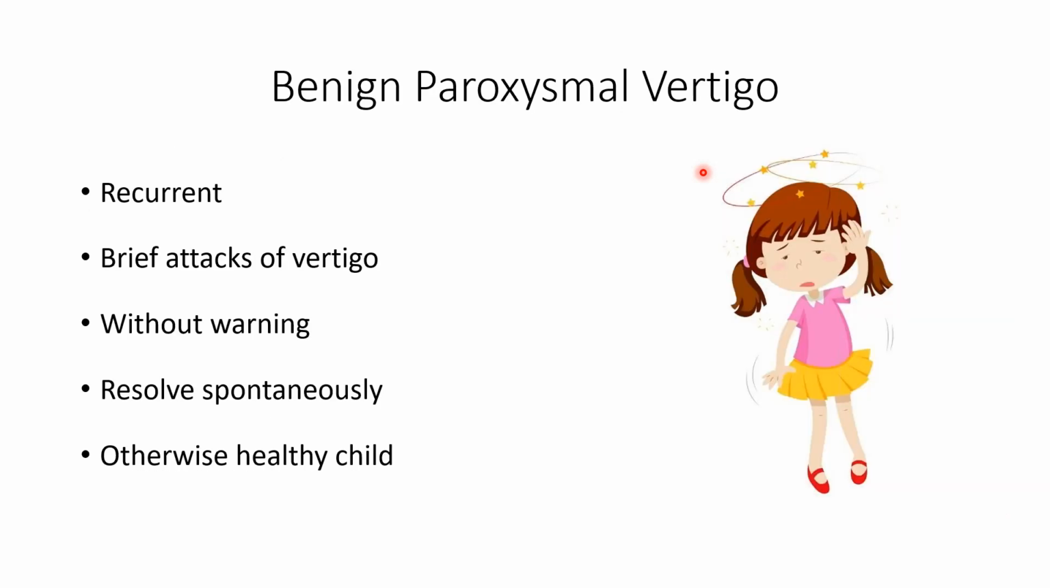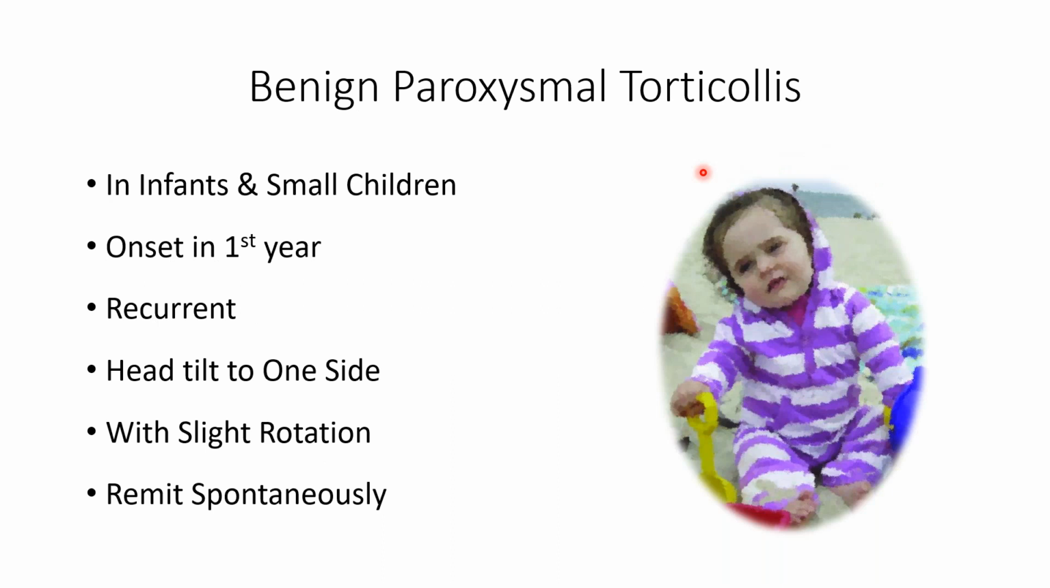Benign paroxysmal vertigo is also recurrent episodes of brief vertigo which occur without warning, resolve spontaneously, and the child is otherwise perfectly normal. Benign paroxysmal torticollis is again seen in infants and small children. The onset is usually in the first year of life. These are recurrent episodes of the head tilting to one side with slight rotation, and again they remit spontaneously, and in between the episodes the child's neck and head position are all normal.